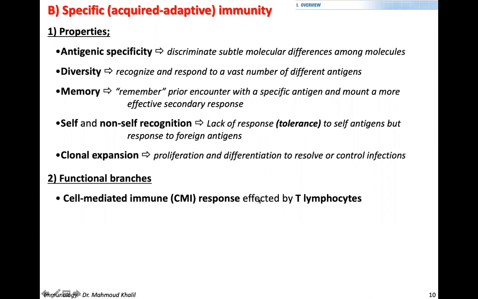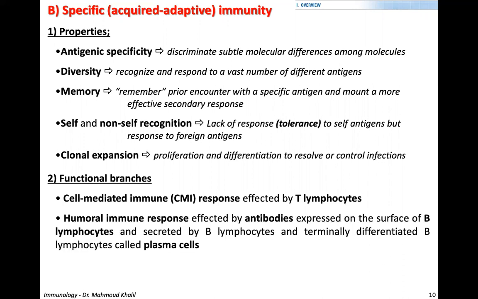What are the functional branches of our immune system? You have two major functional branches. The cell-mediated branch, which we'll call the CMI response, is carried out by a type of lymphocyte, or white blood cell, called T lymphocytes, whereas the humoral branch, or humoral immune response, is carried out by antibodies.